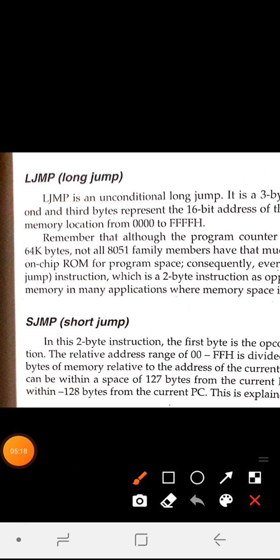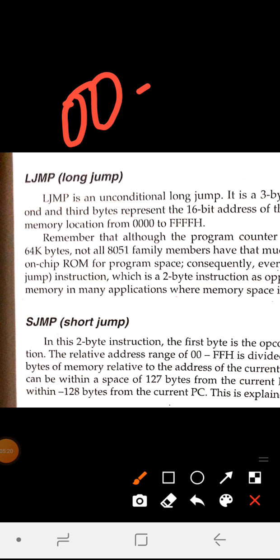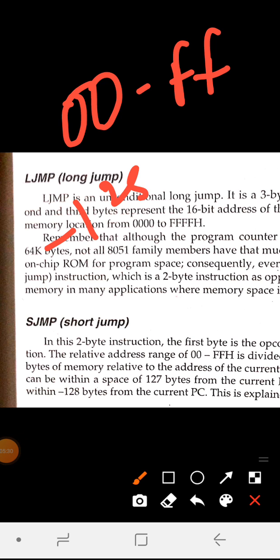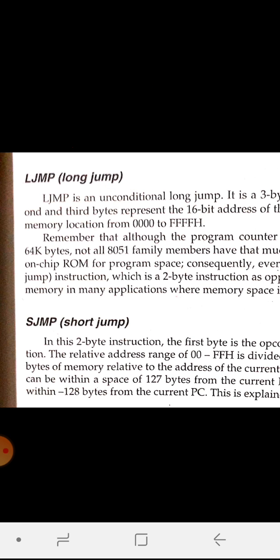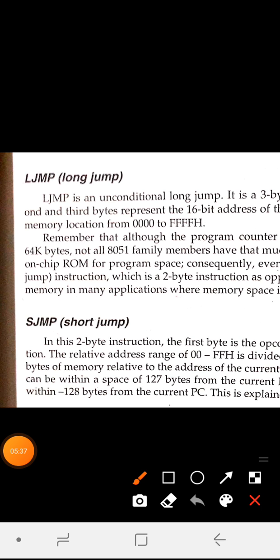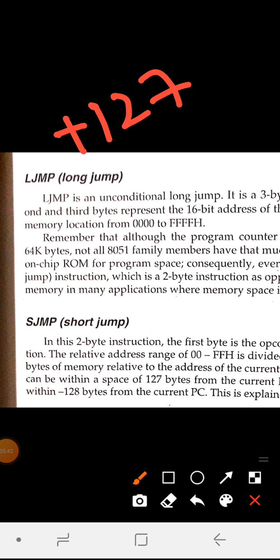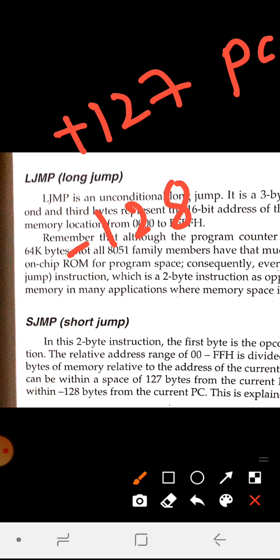So with 1 byte you can have the memory location between 00 to FFH. This memory is divided into forward and backward jump, between -128 to +127. So if the jump is forward, the target can be within the space of +127 bytes from the current PC. If the jump is backward, then the target address can be within the space of -128 from the current PC.